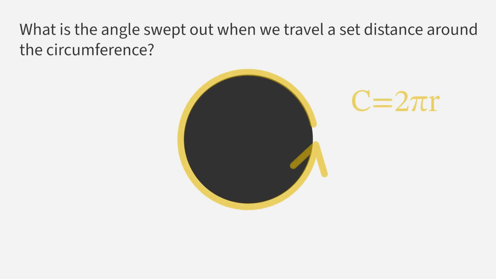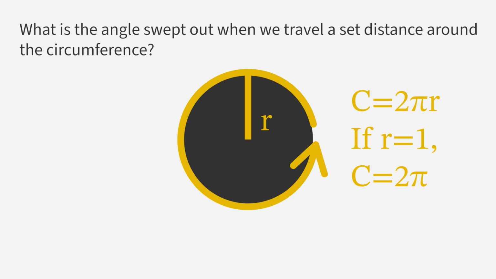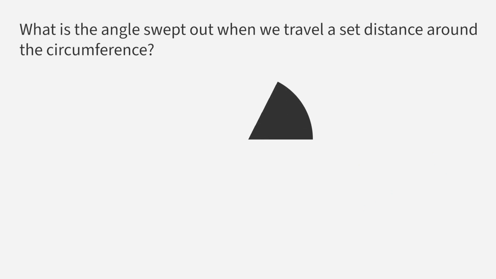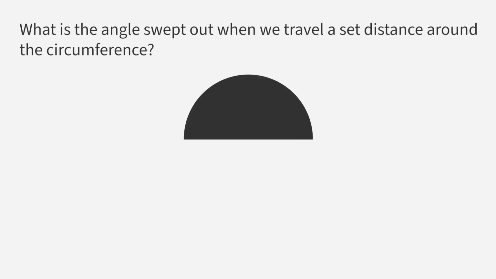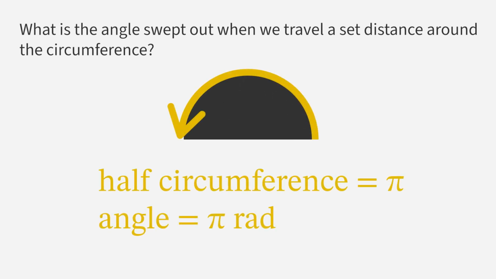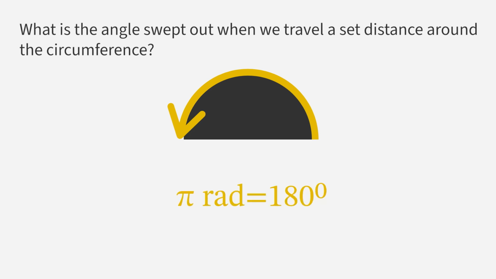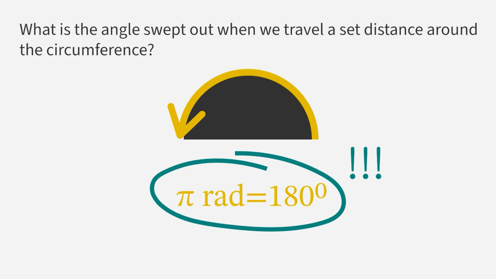Well, if we travel around the circle, the length along the outside edge is called the circumference, which is calculated using the formula C equals 2 pi r. In a unit circle, the radius is 1, so the circumference is 2 pi. 2 pi is also the angle. If we travel halfway around the circle, the distance traveled is pi, and the angle is also pi. So pi radians is equal to 180 degrees. Remember this unit conversion. It will help us convert between angles in degrees and radians later on.